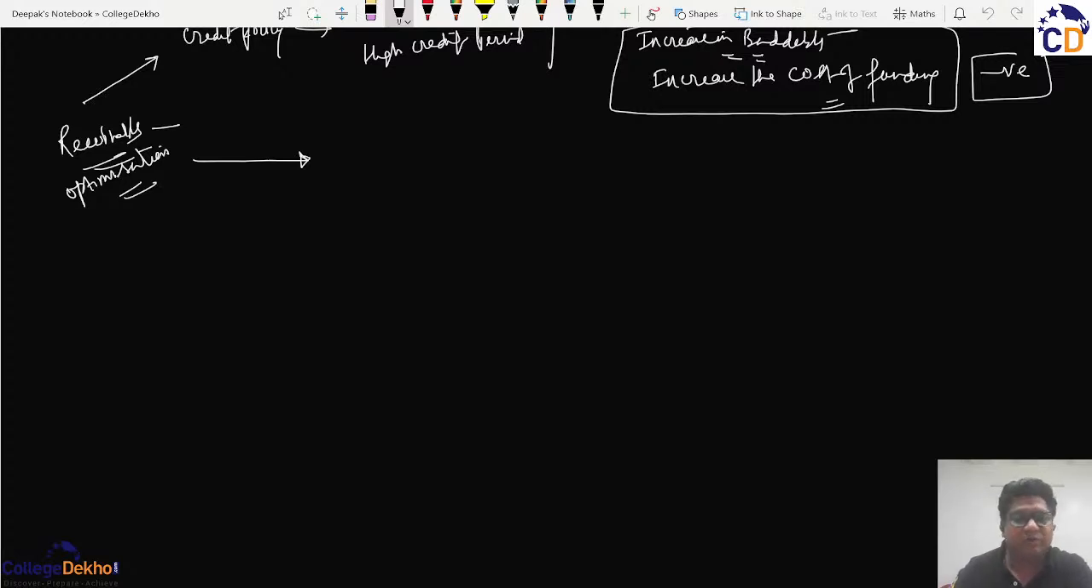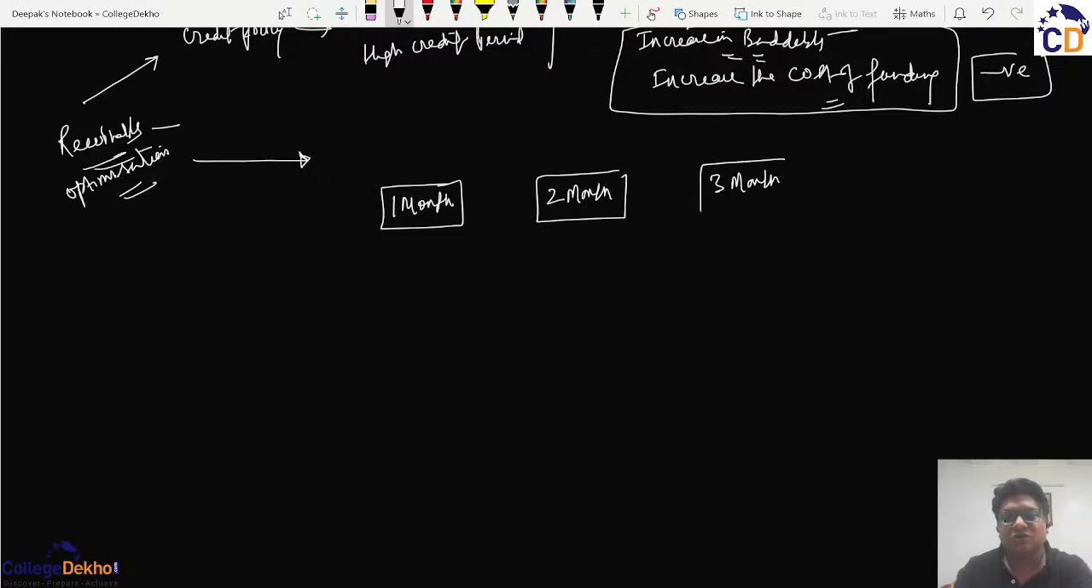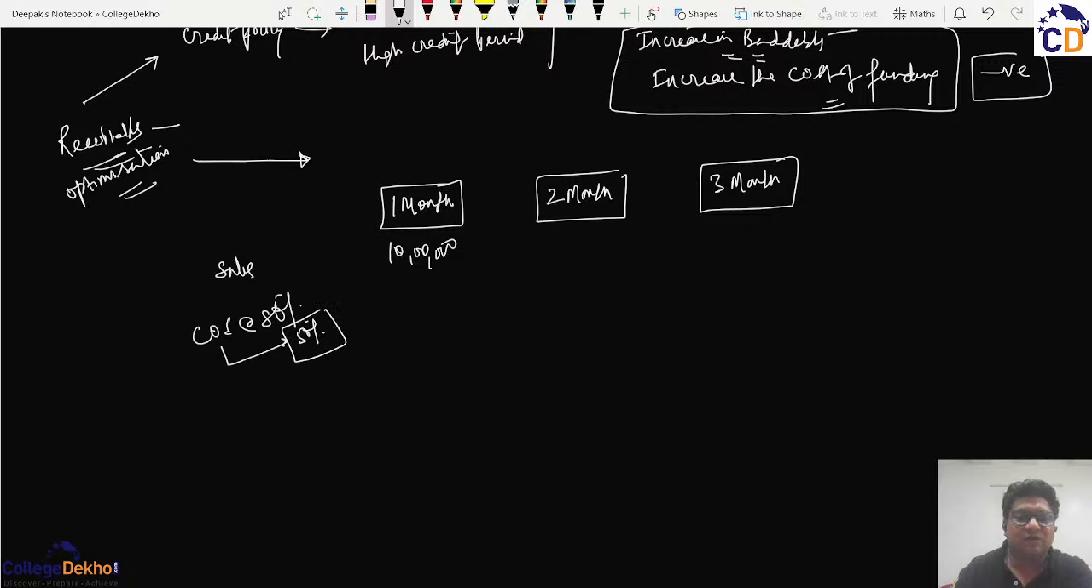So we have to go for that optimization, and for that, what we should focus on is, for example, if a company is currently pursuing a policy of providing 1 month credit, and it plans that if we increase the credit period to 2 months or 3 months, then if the sales in the current period is say 10 lakhs and the total cost of sales is at the rate of 80%, and out of this 80% cost, 50% is variable, so it means the remaining 30% is fixed, that is, out of the total cost of 8 lakhs, 5 lakhs is variable and the remaining 3 lakhs is fixed cost.